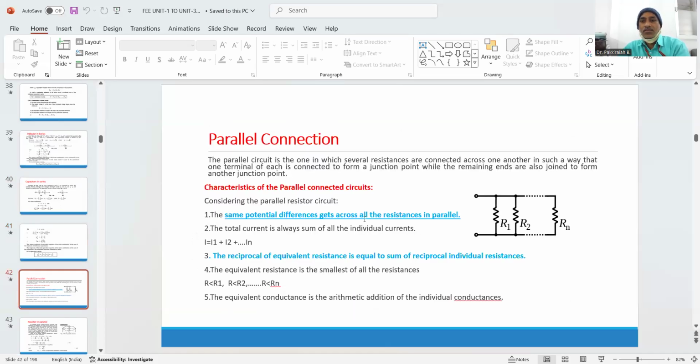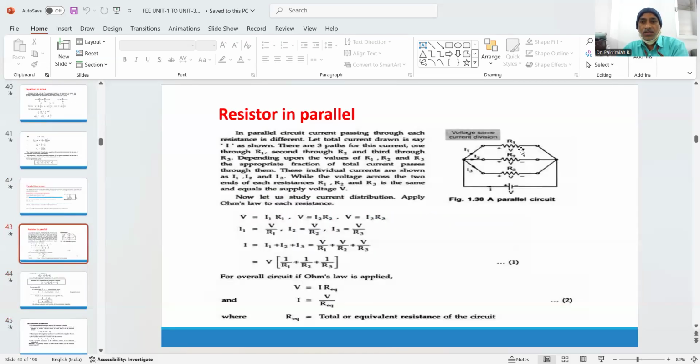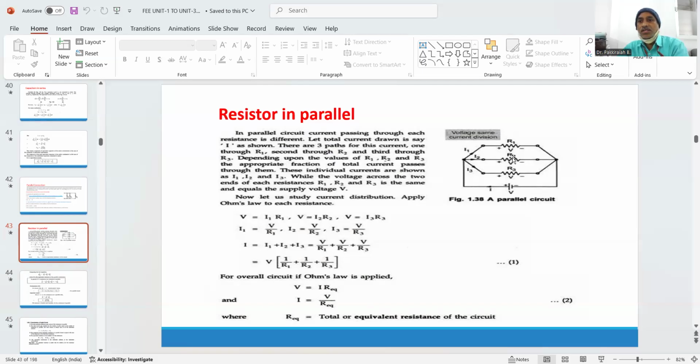Then parallel connection with n number of resistors. Here, three resistors are connected in parallel with a supply battery V. Then R equivalent will be the same as that of the capacitor in series, as we have seen. So 1 by R equivalent becomes 1 by R1 plus 1 by R2 plus 1 by R3.